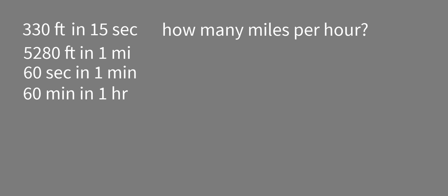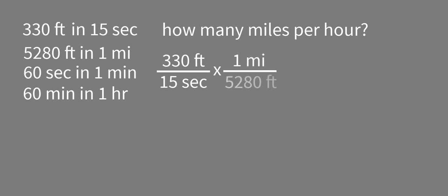So we start off with what we're given. We are given 330 feet in 15 seconds. So first off, let's go ahead and get rid of the feet, and we're converting to miles. So in 1 mile, there are 5,280 feet. That's going to get rid of the feet. Now we want to get rid of the seconds. So since it's on the bottom in the beginning, we'll put seconds on top.